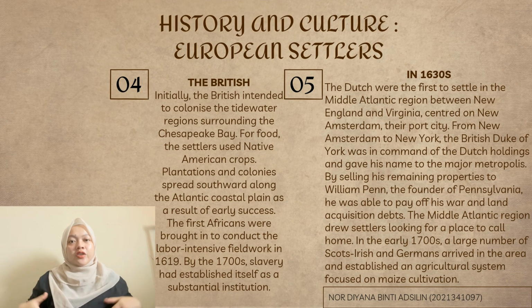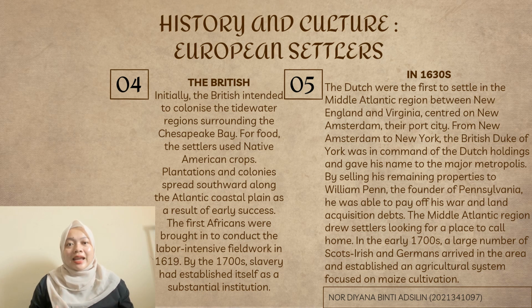History and culture, European settlers. First, the British. Initially, the British intended to colonize the tidewater region surrounding the Chesapeake Bay. For food, the settlers used Native American crops. Plantations and colonies spread southward along the Atlantic coastal plain as a result of an early success. The first Africans were brought in to conduct the labor-intensive fieldwork in 1619. By the 1700s, slavery had established itself as a substantial institution.